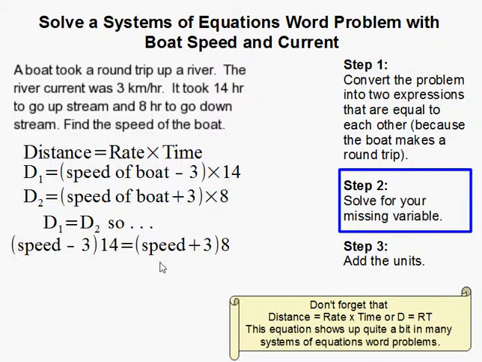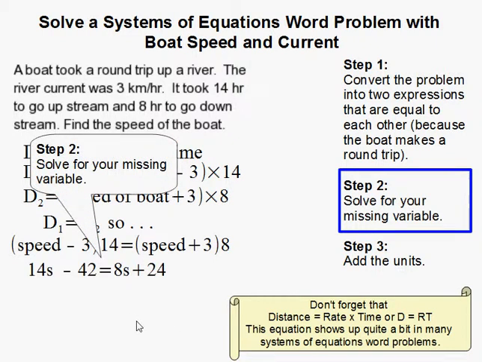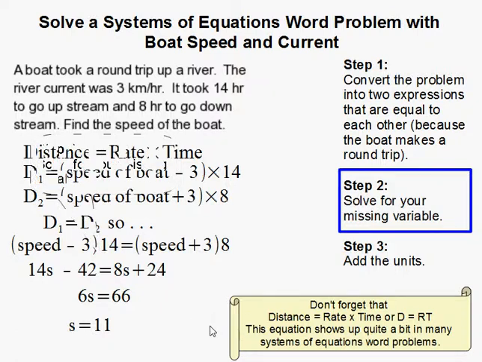Now we solve for the speed. So I use the distributive property here. 14 times speed, 14 times negative 3. This is what we get here. 8 times speed, 8 times 3 here. Then I subtracted 8 speeds from both sides. 6 speeds. Added 42 to both sides. Got 66. So the speed was 11.